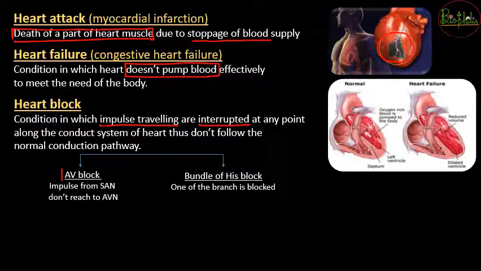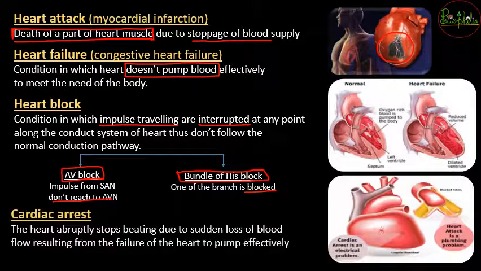So heart block दो type के हो सकते हैं depending where that impulse is not reaching. If it is not reaching AV node, so AV block में अगर वो AV node के पास नहीं पहुंच पा रहा है signals, then it is an AV block. अगर एक branch of the bundle of His has been blocked, in that case that is a bundle of His block. Now these are the two types of heart block.